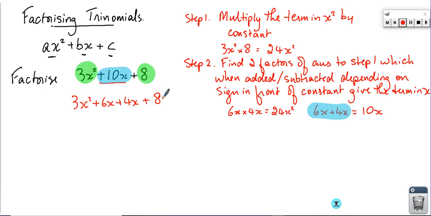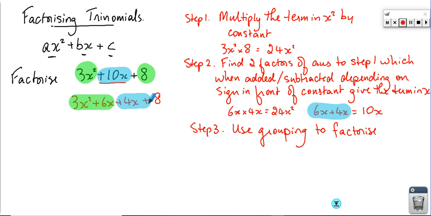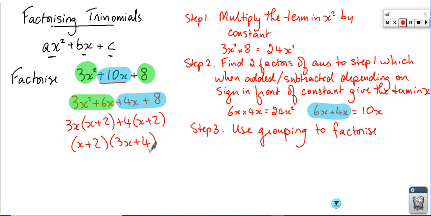Now, I'm going to do grouping. So step number 3: use grouping to factorize. I'm going to group the first two and the last two. Grouping the first two, I get 3x as a common factor, leaving x plus 2. 4 is a common factor of the last two, leaving also x plus 2. So I have x plus 2 into 3x plus 4. And that is my final result.